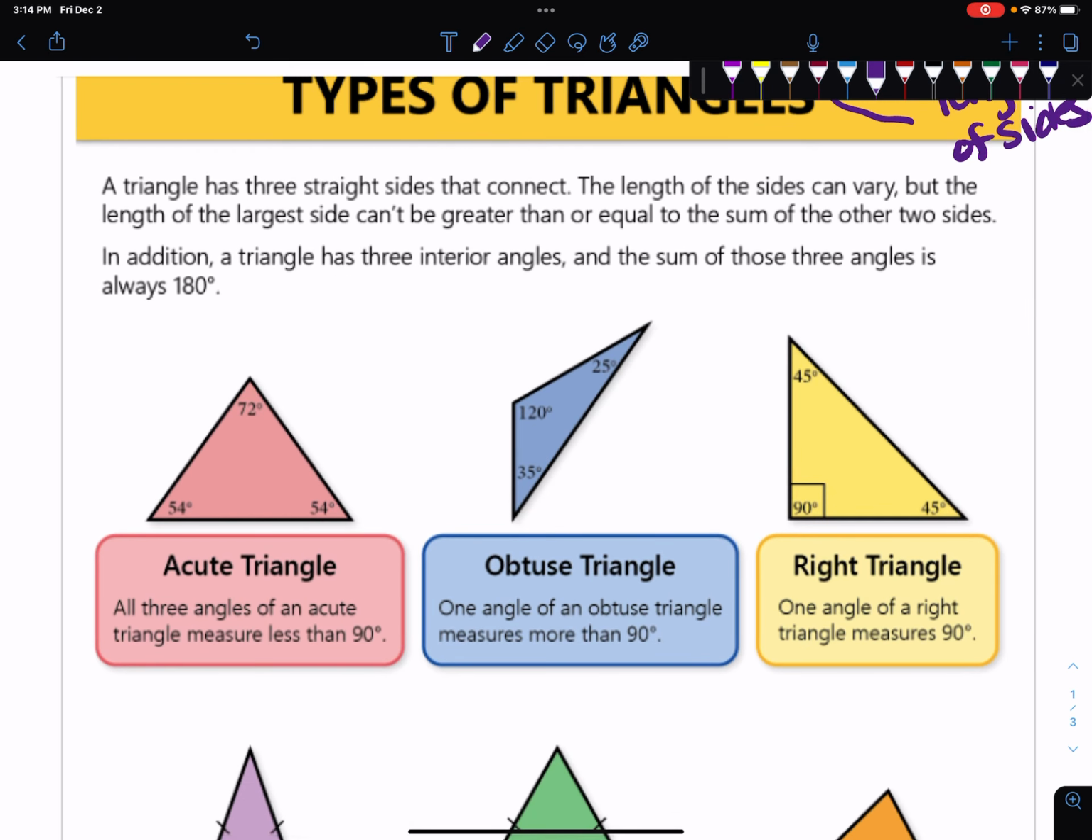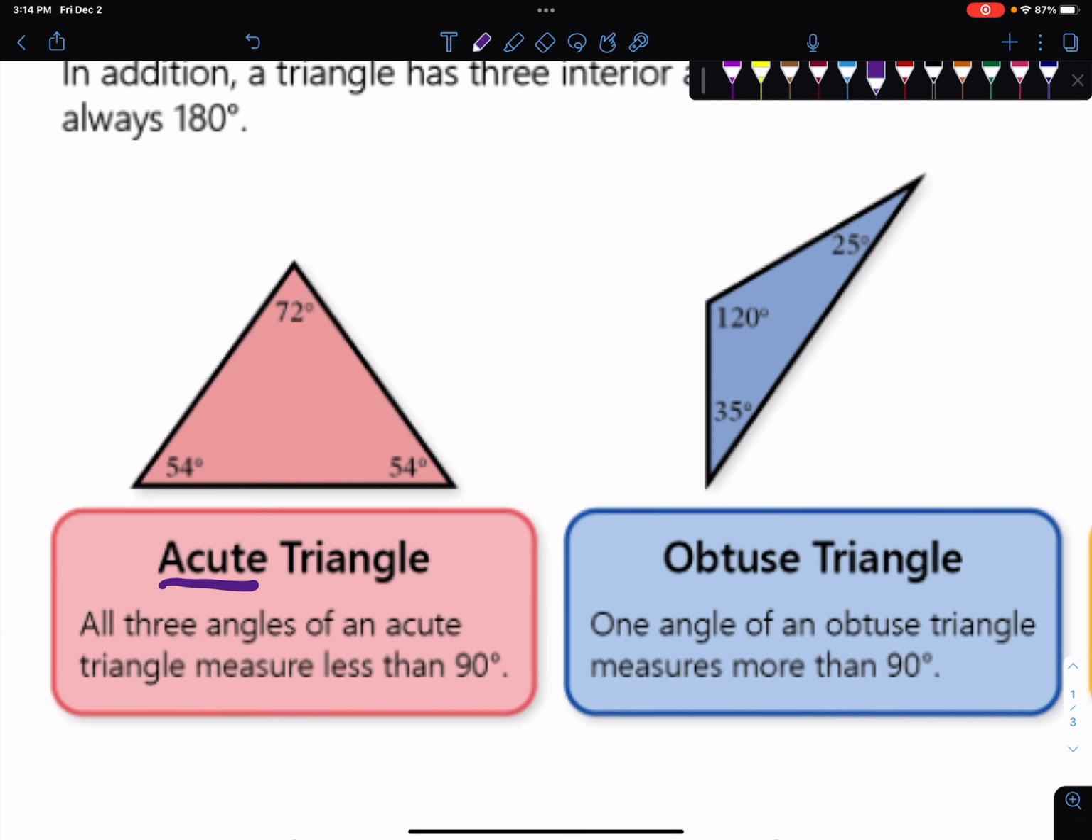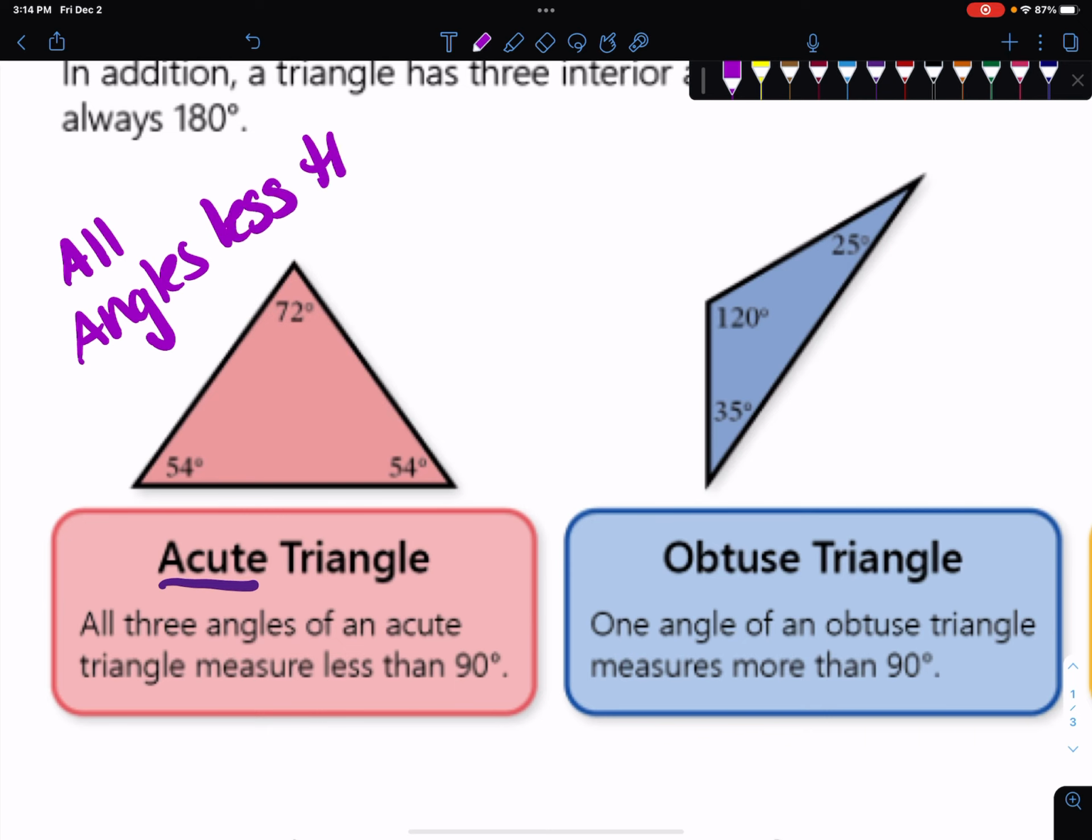The first one that they look at here is acute triangle. That is when all of the angles inside of the triangle itself are less than 90 degrees. So 72, 54, and 54. When I look at this, all the angles are less than 90. So that's part of what we look for.